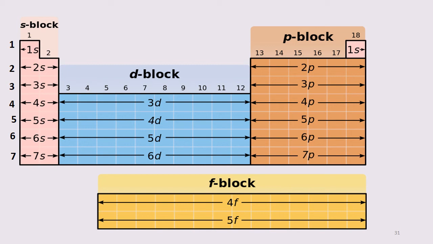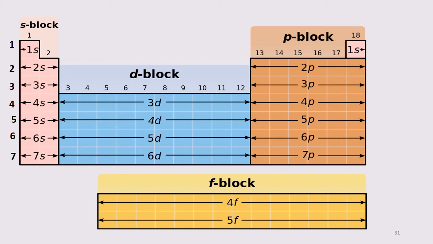Notice that the S's and the P's have the same period number as the period that they're on. So notice the 1S's are on the first shell. The second period has the 2S's and the 2P's. The third period has the 3S's and the 3P's. The fourth period has 4S's and 4P's, and so on.